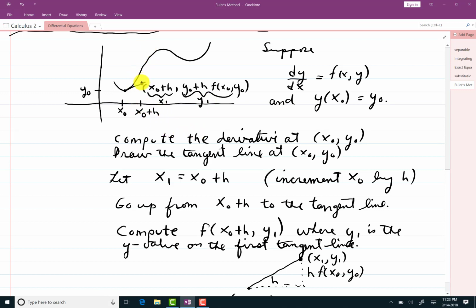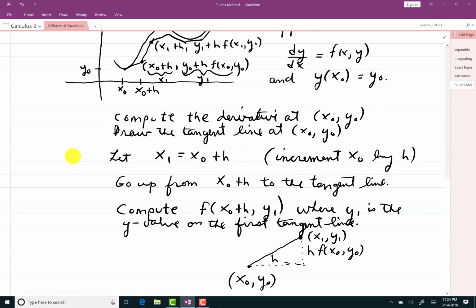But it's at this point that I'm going to draw another tangent, like so. And look how close it is. It's sort of mimicking the function itself. And then I'm going to do the same thing again. My next one will be x1 plus h, and my new y value will be y1 plus h f of x1, y1. And then from there, I'm going to draw another one. And you can see as we go along, we're going to be modeling the curve with these straight lines.